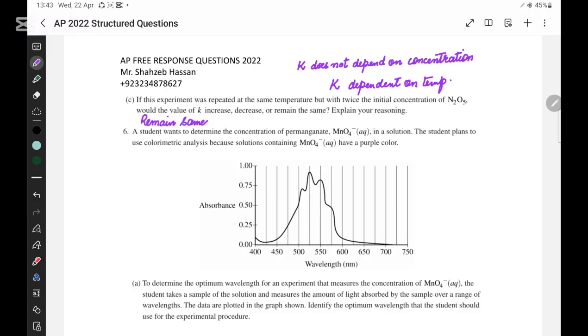Why does it remain the same? Because the rate constant K is independent of concentration, and will remain the same at the same temperature.